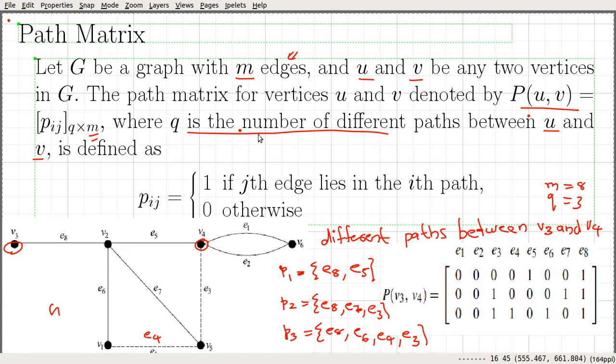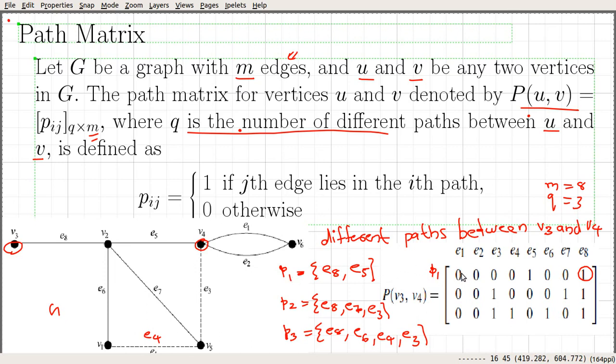The entries are defined as follows: P of ij equal to 1 if the jth edge lies in the ith path. Here we can see that P1 contains e8, so P of 1 8 equals 1. The first row corresponds to this path set P1, and it contains one more 1 because this set has 2 elements. That says P of 1 5 is also 1.